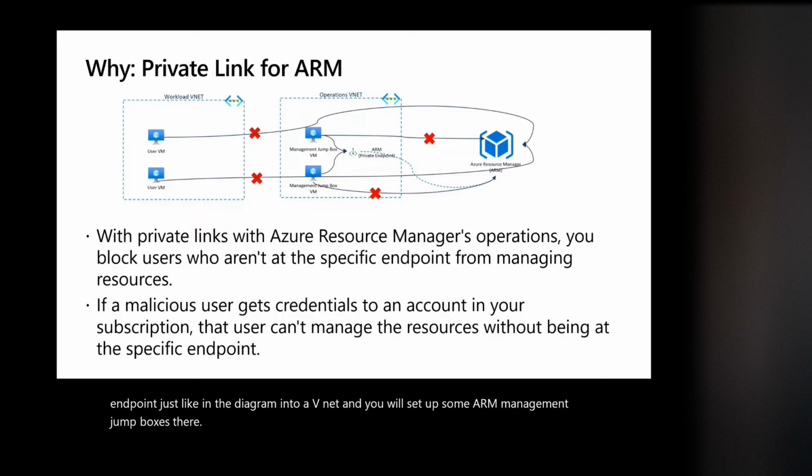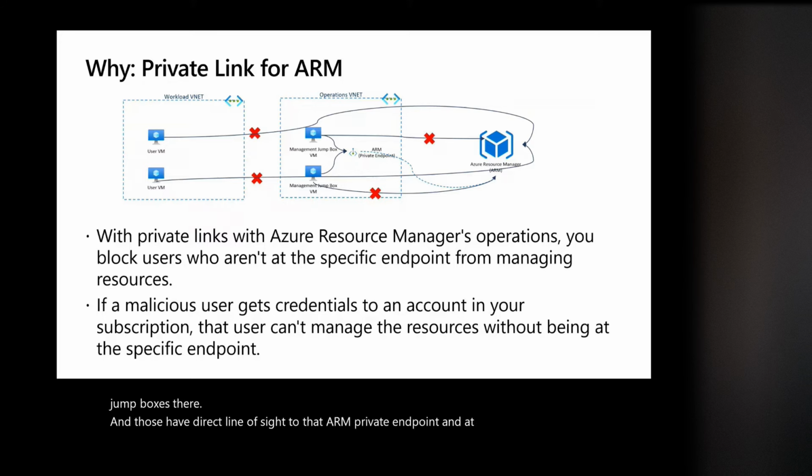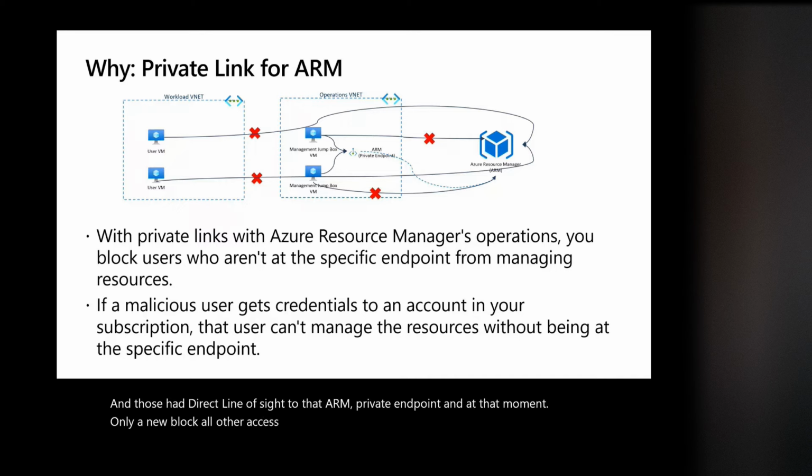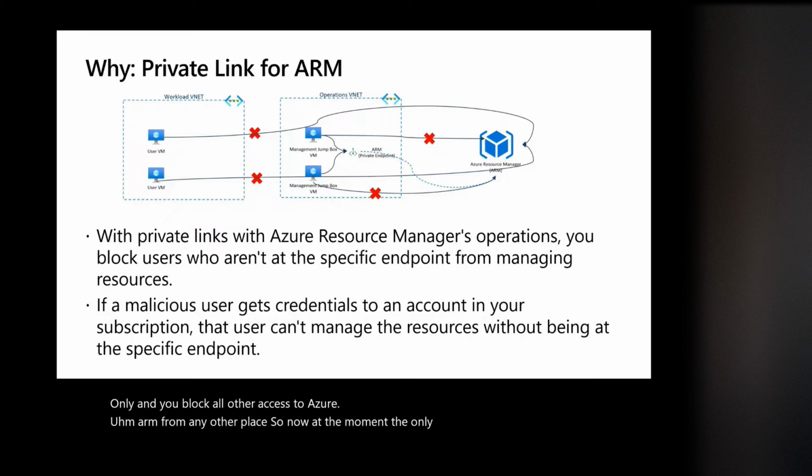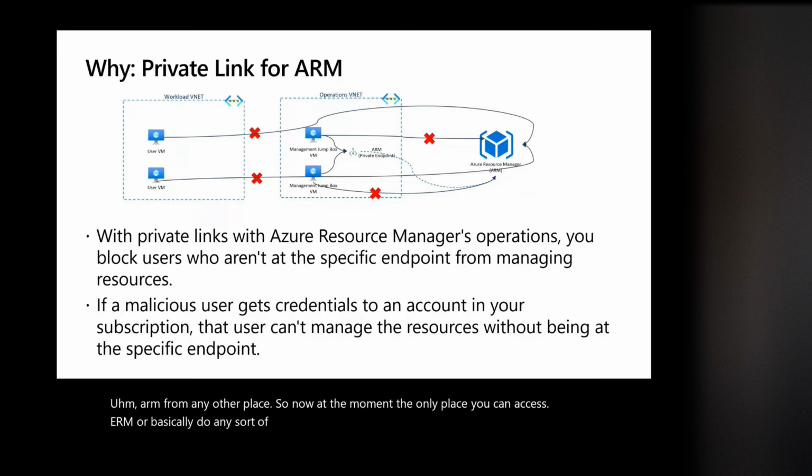And those have direct line of sight to that ARM private endpoint. And at that moment, you block all other access to Azure ARM from any other place. So now, the only place you can access ARM or basically do any sorts of resource management, like Portal, CLI, PowerShell, or REST API, is from these jump boxes, which are on the operations VNet.